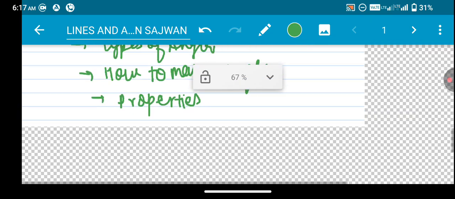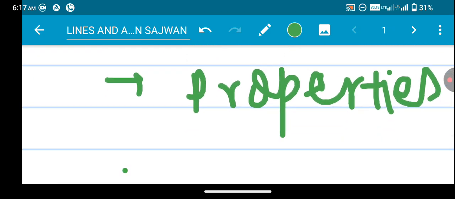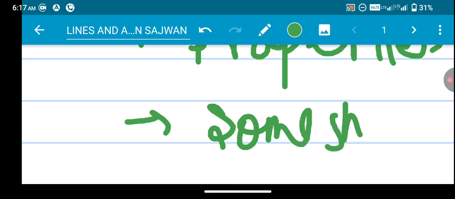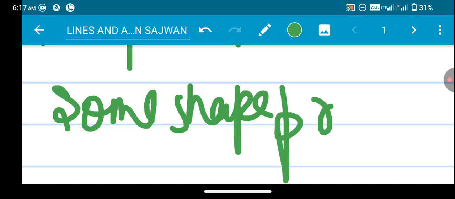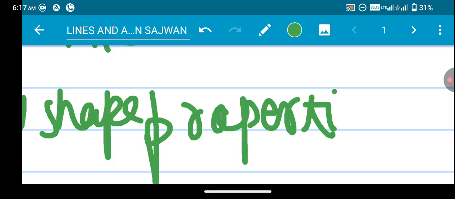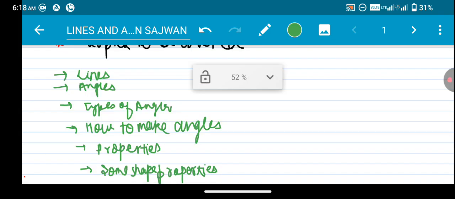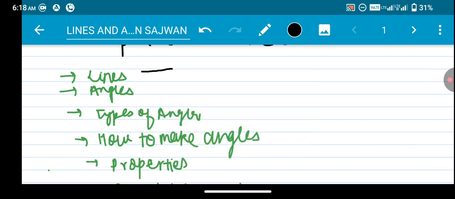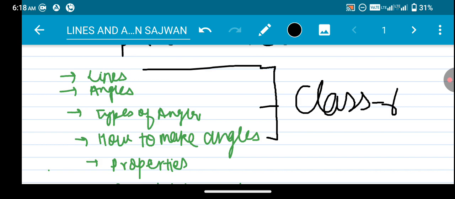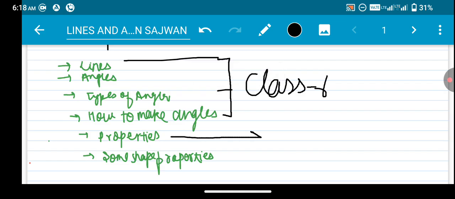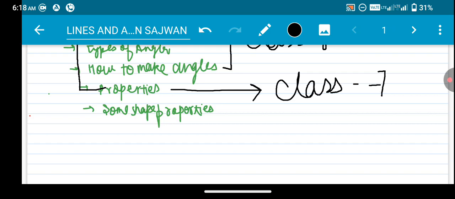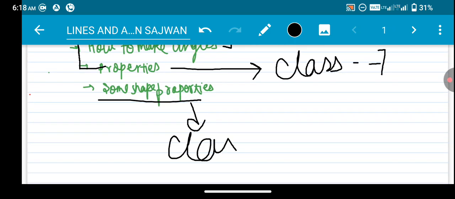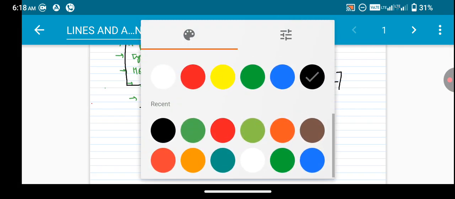Properties and parallelogram and some shape properties. So what we will cover: lines, angles, types of angles, how to make angles, properties, some shape properties. Lines, angles, types of angles and how to make angles is in class 6th. Properties is in class 7th, and with lines, angles and properties, some shape properties are added to class 8th. Now let's cover first two for class 6th.